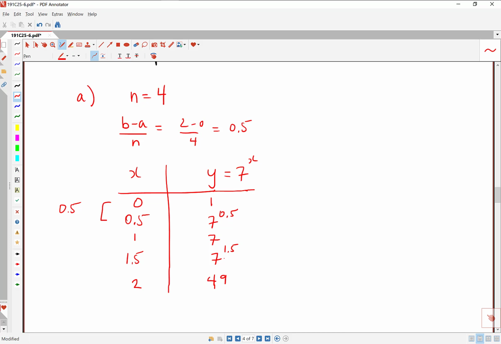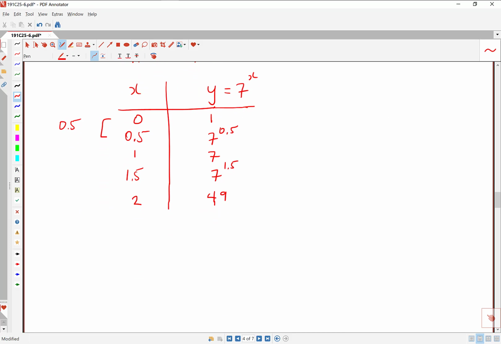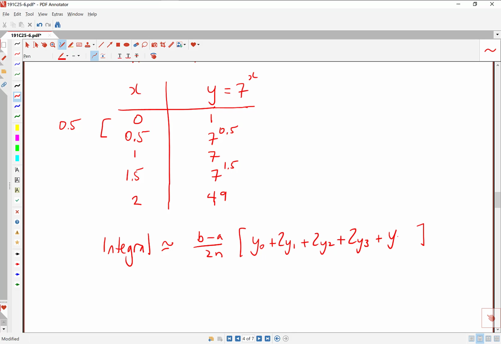And with that, we can jump into our trapezoidal rule. So the trapezoidal rule says whatever integral you're trying to approximate is going to be approximately (b minus a) over 2n times y0 plus 2y1 plus 2y2 plus 2y3 plus y4. So a couple things I want to highlight about the trapezoidal rule. One, you have this factor of 2 in the denominator.